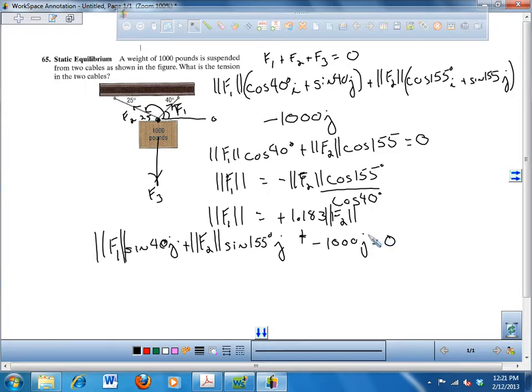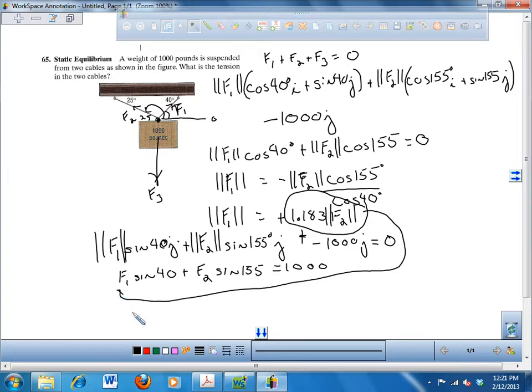So now what I do is you could get rid of the j's, and you could just say that force 1 sine 40 plus force 2 sine of 155 equals 1,000. I'm kind of eliminating the brackets because they're a pain in the neck, right? Everyone see what I did? Yeah? I've just brought this onto that side. And now I'm going to do my substitution. So I'm going to take this 1.183 force 2, and plug it in here for force 1.